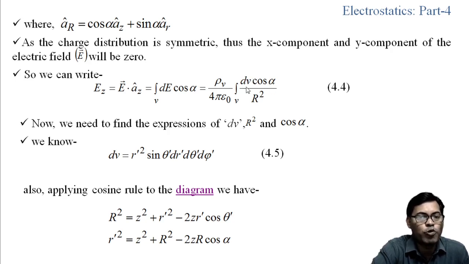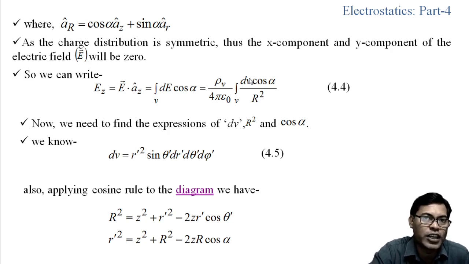So we know how to calculate dV, because we have seen in the case of the spherical coordinate system how to calculate the differential volume. From that idea we can find out the expression 4.5, that is dV. Now to calculate the value of cos alpha and r square we need to use the cosine rule. So that is the cosine rule. Let us see the diagram again to get the cosine rule.